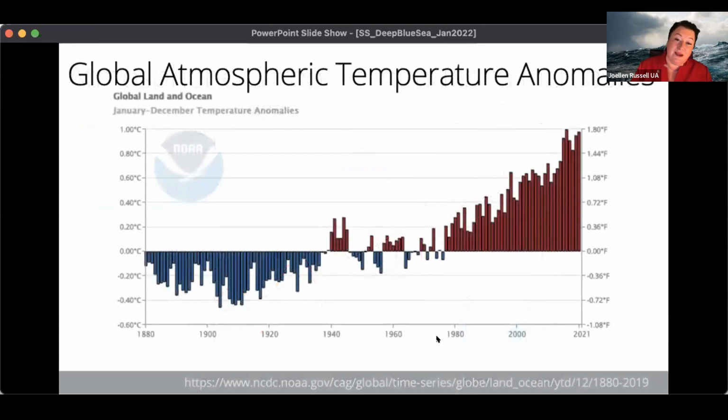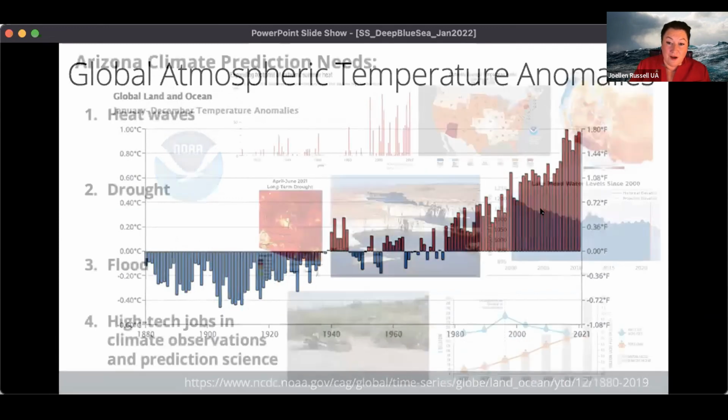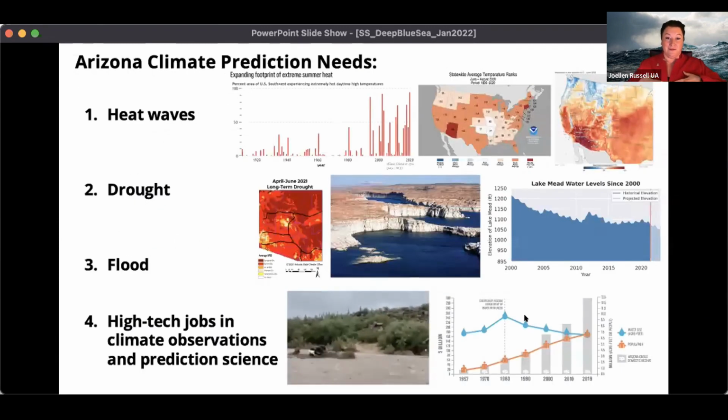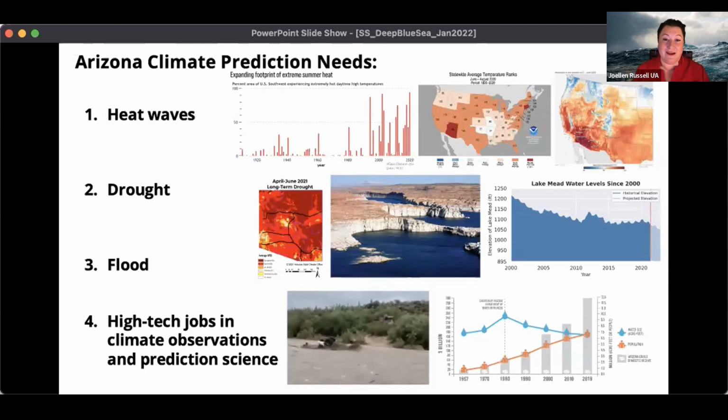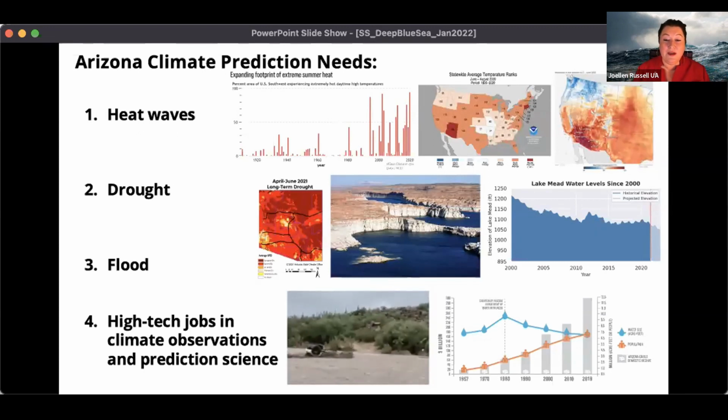So what happened to the atmosphere at the same time? Well, we've seen record warm years in a La Nina, which should be when the ocean is actually a little bit cooler and is taking up a little more carbon dioxide. But no, that's not what happened. So we see these profoundly different anomalies. And here in Arizona, and I live out here in Tucson, and I work at the University of Arizona, we have some very specific climate prediction needs.